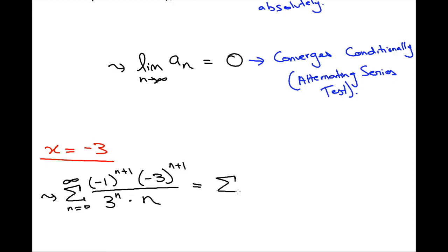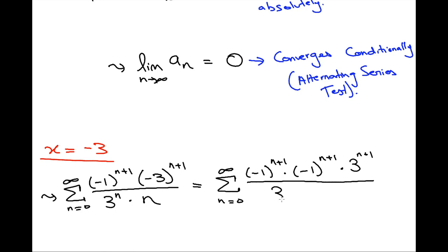So we would have negative 1. And we're being a little bit extra here, but I hope it helps. So we have negative 1 to the n plus 1 times 3 to the n plus 1 all over 3 to the n times n. Now these negative 1 to the n's are both just going to go to 1, right? Because if you combine them under the same exponent, you would get that they become a positive 1.